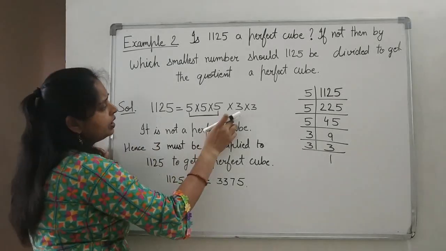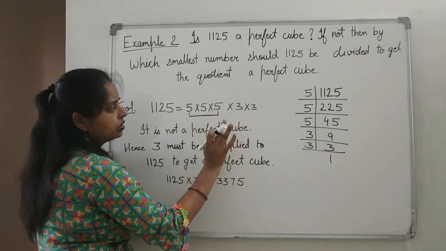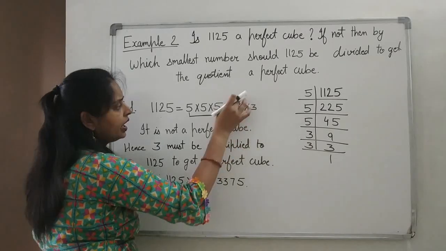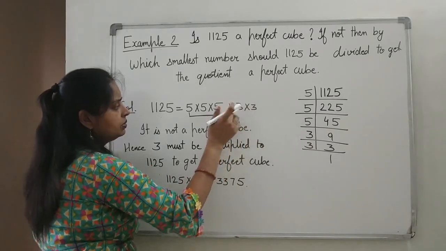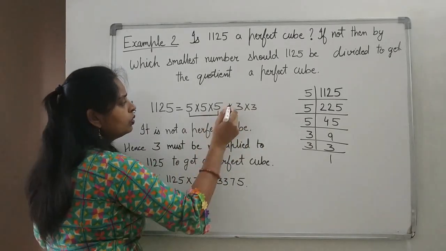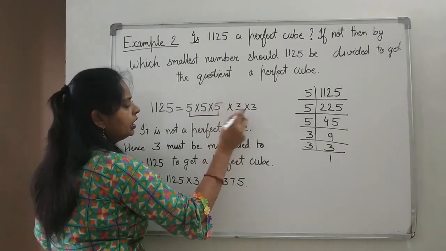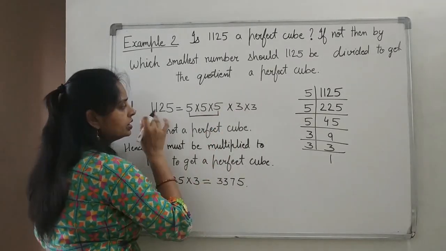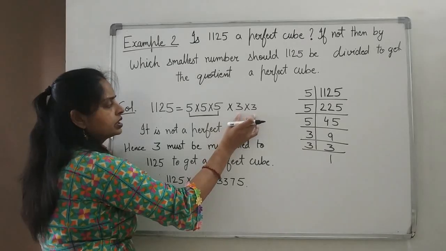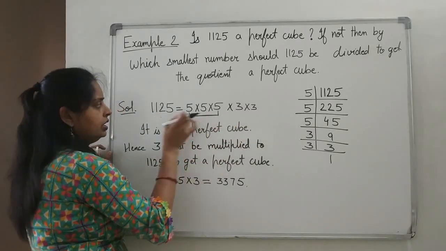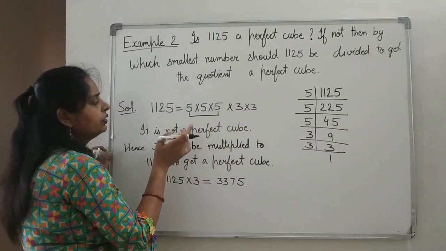Look here. Here I am already having two 3s, so I have to eliminate these. Division means I want to remove these two 3s from here. And how can I remove them? By dividing this complete expression by 3 threes are 9. If I am dividing this by 9, then I will get a perfect cube number.